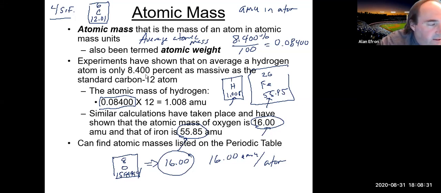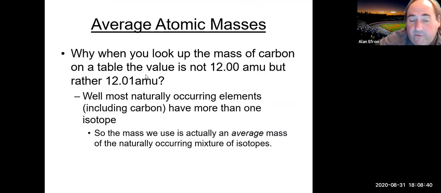So something like carbon, there's the carbon 12 isotope, and there's also the carbon 13 isotope that occurs naturally, and it has a mass of about 13. And that's why when we see those numbers, they technically are average atomic masses of those particular elements.